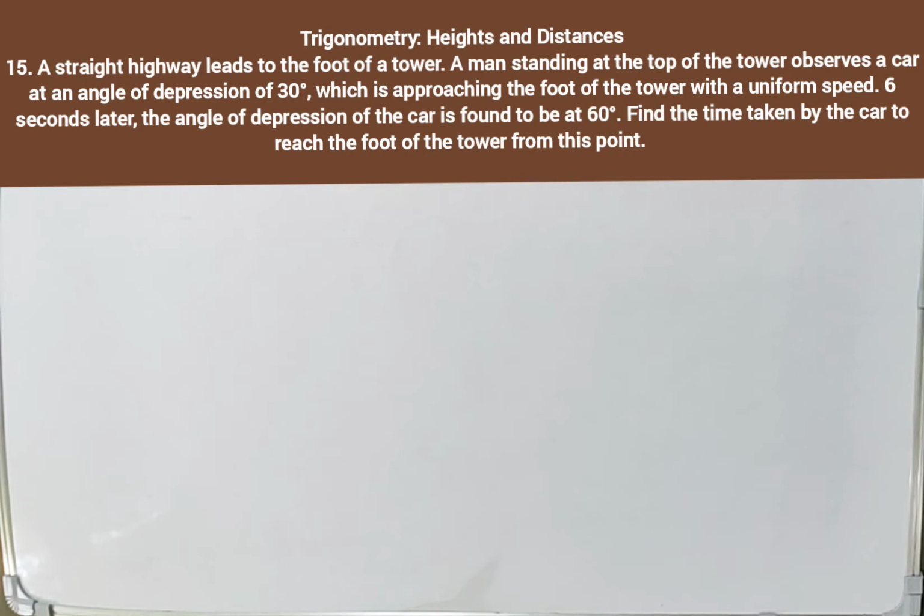So basically, there is a tower, and from the top of the tower, there's a man watching the car, and the car is approaching at a uniform speed. So basically, there is no change in speed. The speed is uniform, and there is an angle of depression from the point on the tower to the point of the car. There's an angle of depression of 30 degrees. So we need to find out the time taken for the car to reach the foot of the tower.